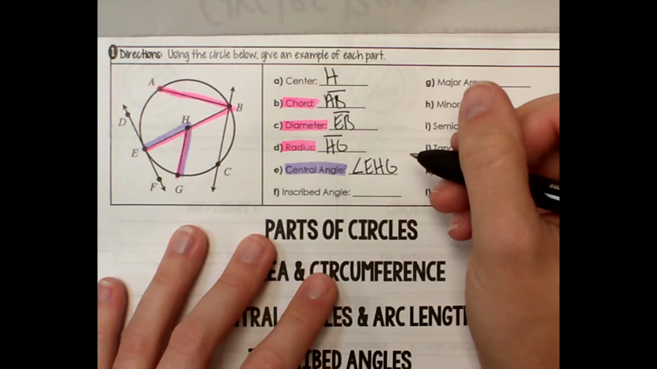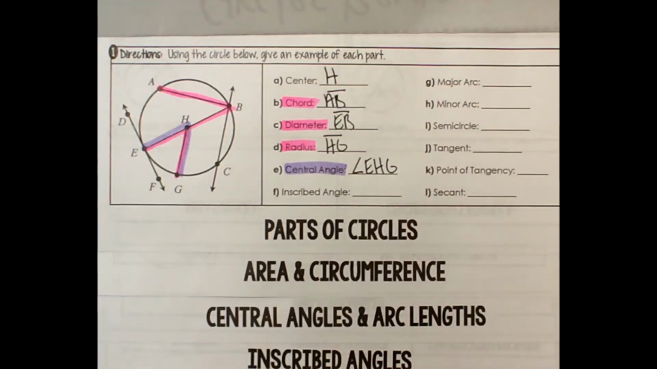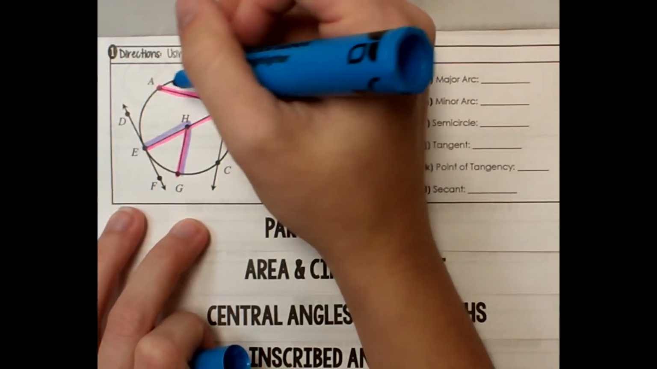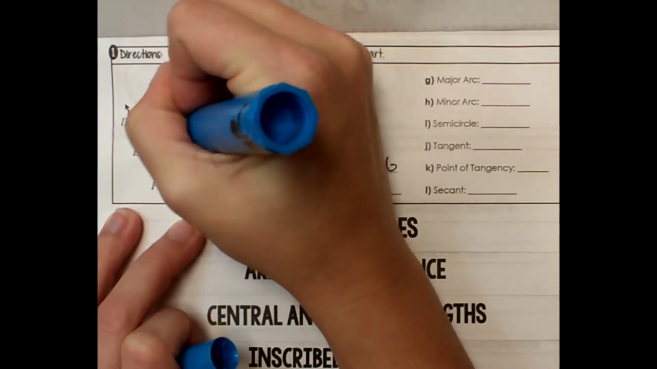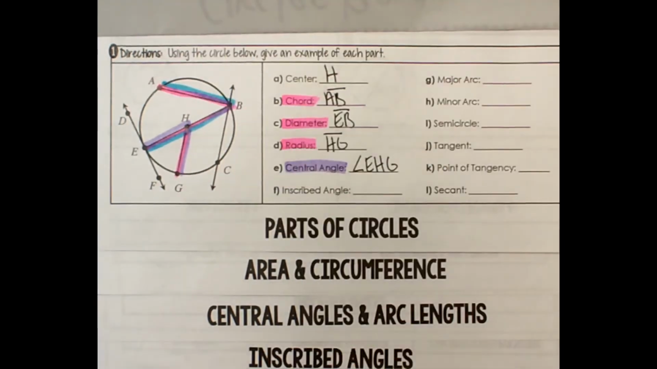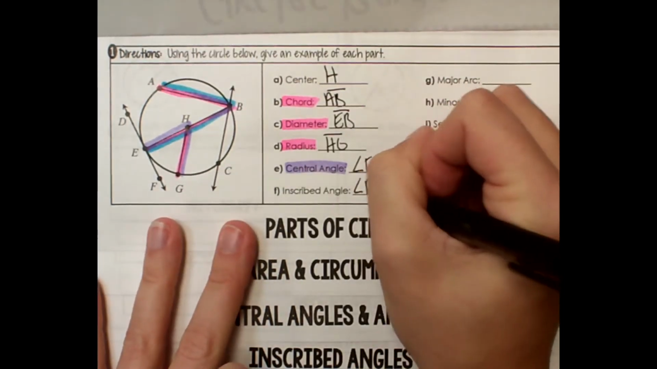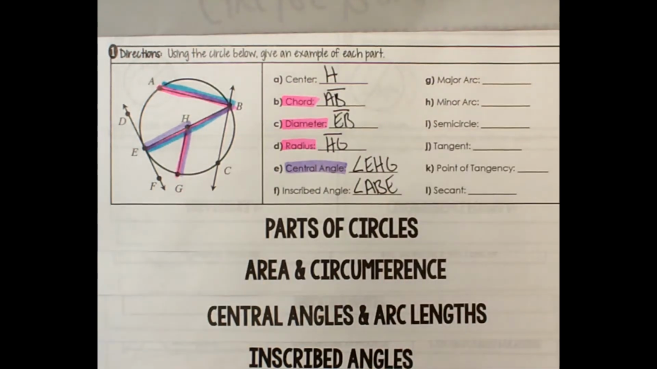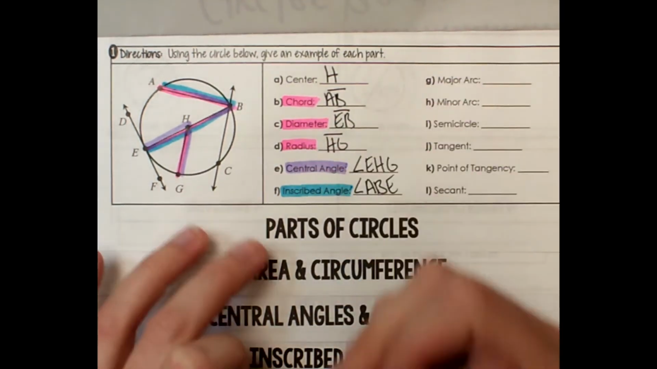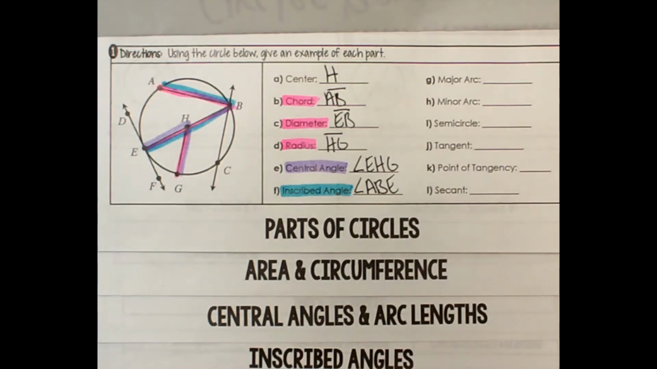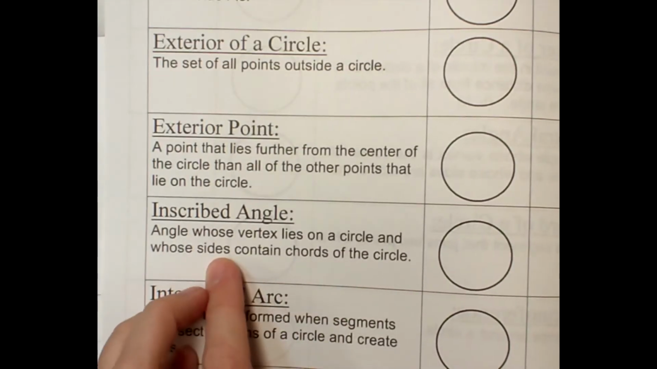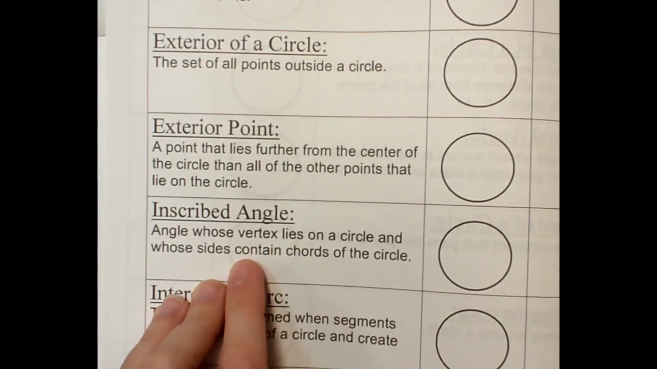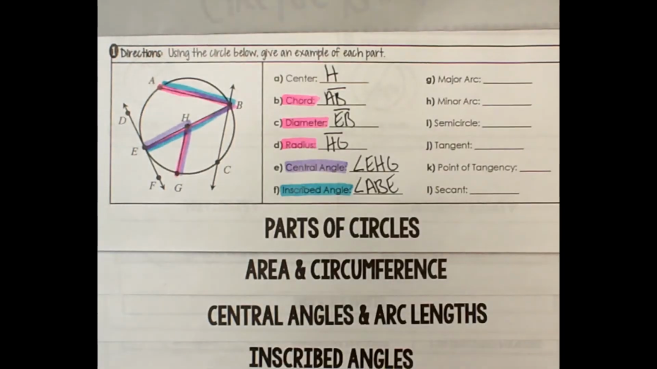Then we have an inscribed angle. We have ABE. So this right here would be your inscribed angle. So angle ABE. For inscribed angle, if you go back to your dictionary, an inscribed angle is an angle whose vertex lies on a circle and whose sides contain chords of the circle. So this is just one example of what an inscribed angle looks like.